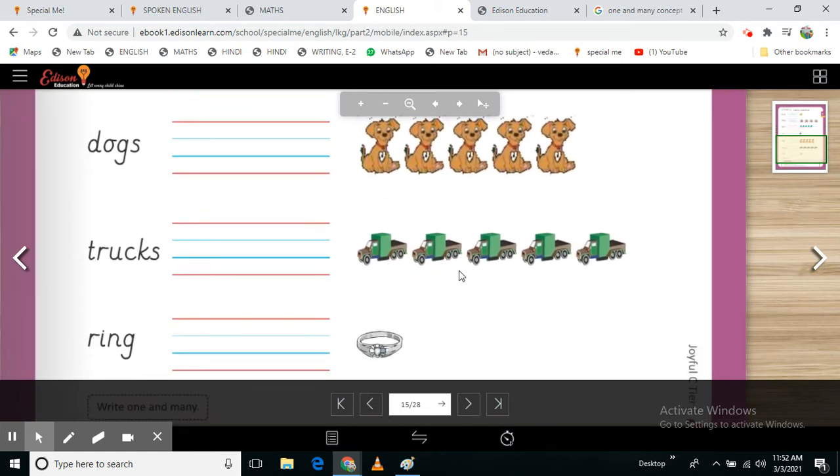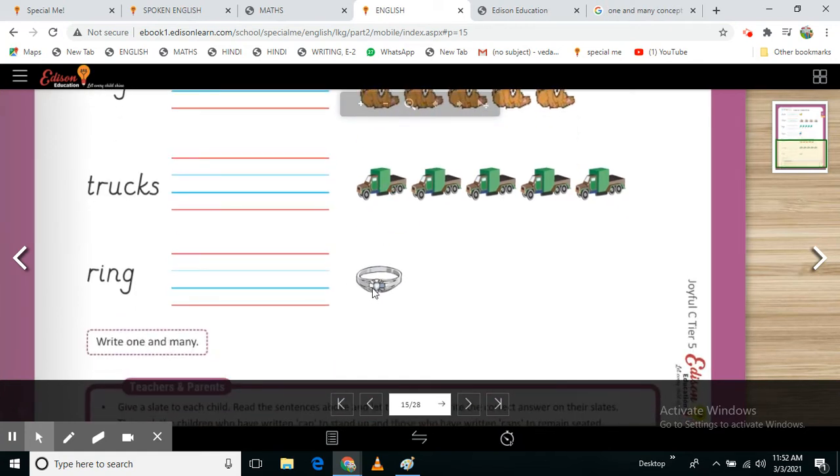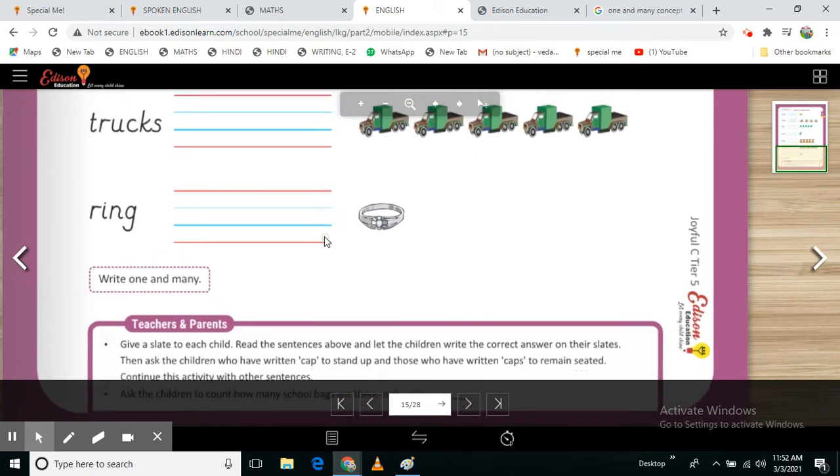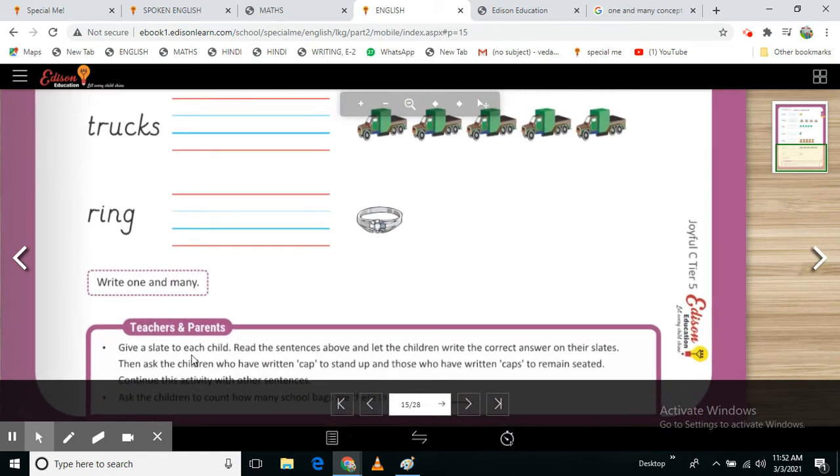Okay. Now see, is this one truck or many trucks? Yes, many trucks, right? So you have to write over here M-A-N-Y, many trucks. Now, is this one ring or many rings? Yes, one ring, isn't it, there is only one ring. So O-N-E, one ring. Okay.